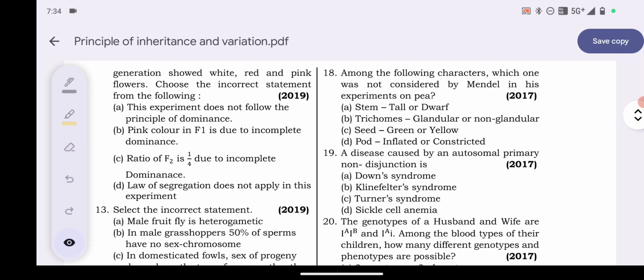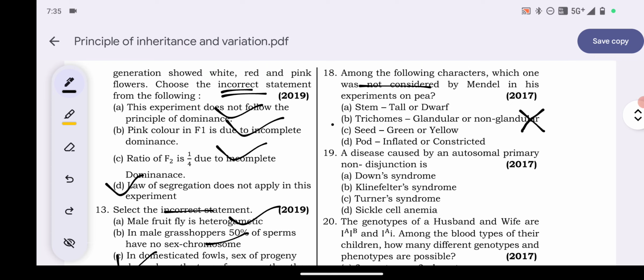Among the following characters, which one was not considered by Mendel in his experiments on pea? The question asks which was not considered. Stem, tall or dwarf, was considered by Mendel. Trichomes, glandular or non-glandular, this is the wrong one, so this will be your answer. It is not considered by Mendel. Seed, green and yellow, and pod, inflated and constricted, options A, C and D, these three were considered by Mendel in his experiments. But the option B, trichomes, glandular and non-glandular, was not considered. So option B will be correct.